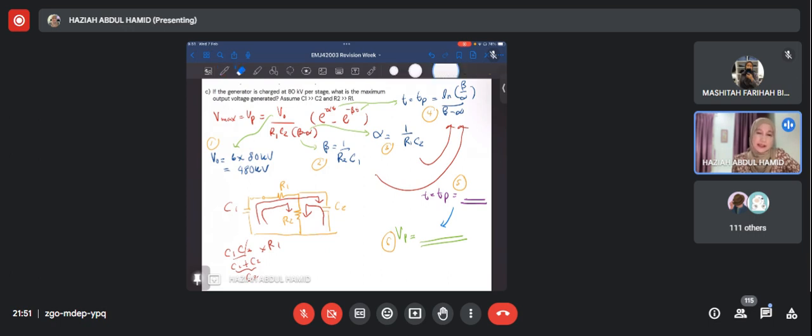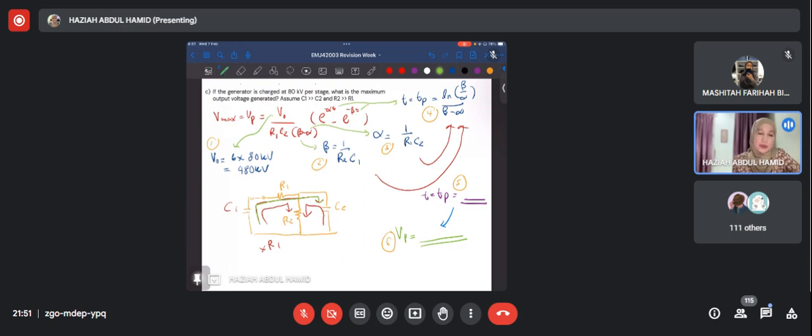Okay, macam ni. Okay, masa discharge. Saya tunjuk masa discharge yang pertama. C1 akan discharge to C2. Dia akan lalu di yang atas ni. Okay, yang warna hijau ni.